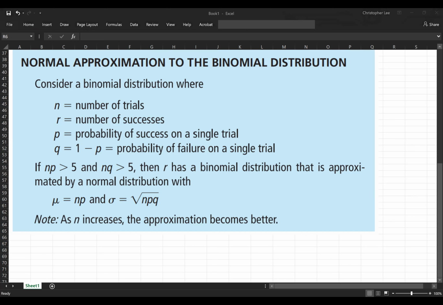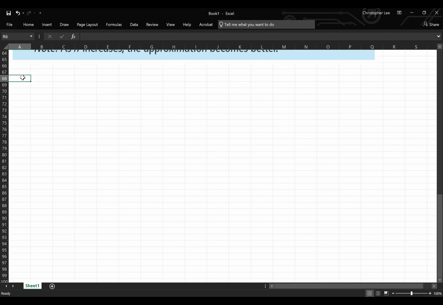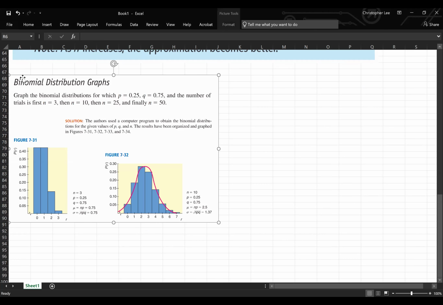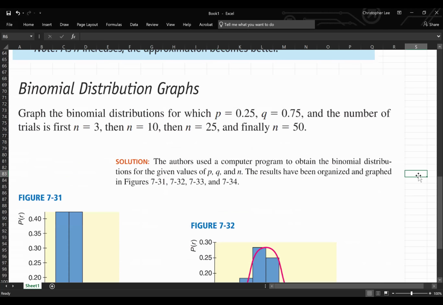All right. So let's take a look at this real quick, right? This is going to be real cool. So this is an approximation to a binomial distribution, a normal approximation to a binomial distribution. So let's look at this example right here.